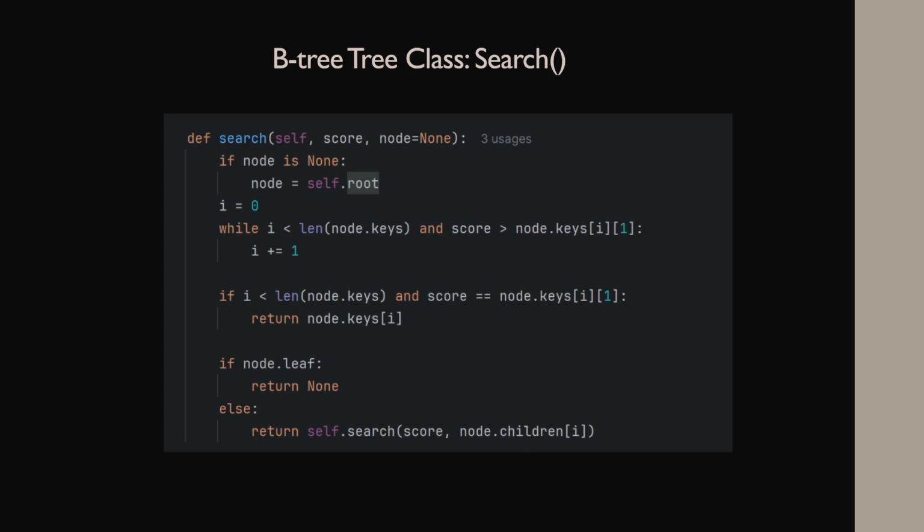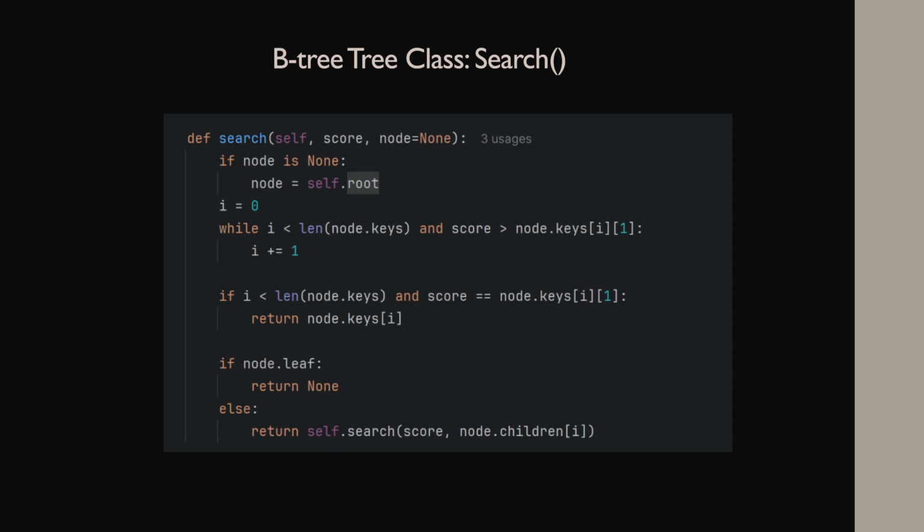For our B-tree search, we check if there is no node on the first call, and then we just start from the root node. And then for our main loop, we iterate over the keys in the current node and compare the score to the scores in each of the keys, and we stop that loop when i reaches the end, or we find a score that is greater than or equal to the target.